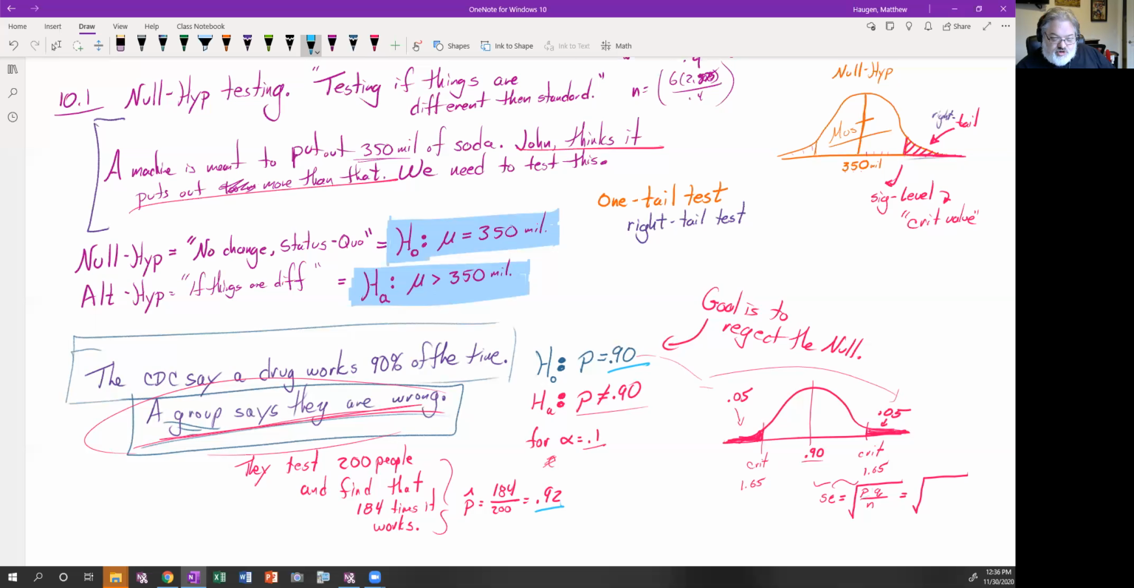This P should be the proportion of the population, right? What are we assuming the proportion of the population is? Oh, 0.9. It's the null hypothesis. Fair? And again, you've got to prove I'm wrong in my world. Fair? So that 0.9 is our assumption. So 0.9 times 0.1 divided by the sample size that they used.